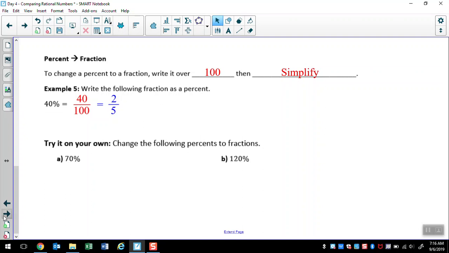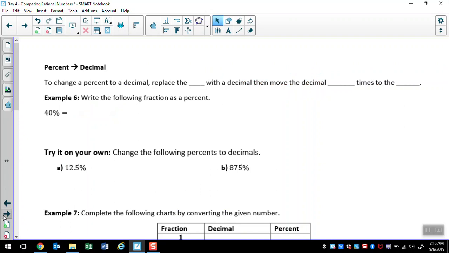Okay, let's go to the next page. All right, let's turn a percent to a decimal. To change a percent to a decimal, we're going to replace the percent sign with the decimal and then move the decimal 2 times to the left. Or you can take that number and divide it by 100.